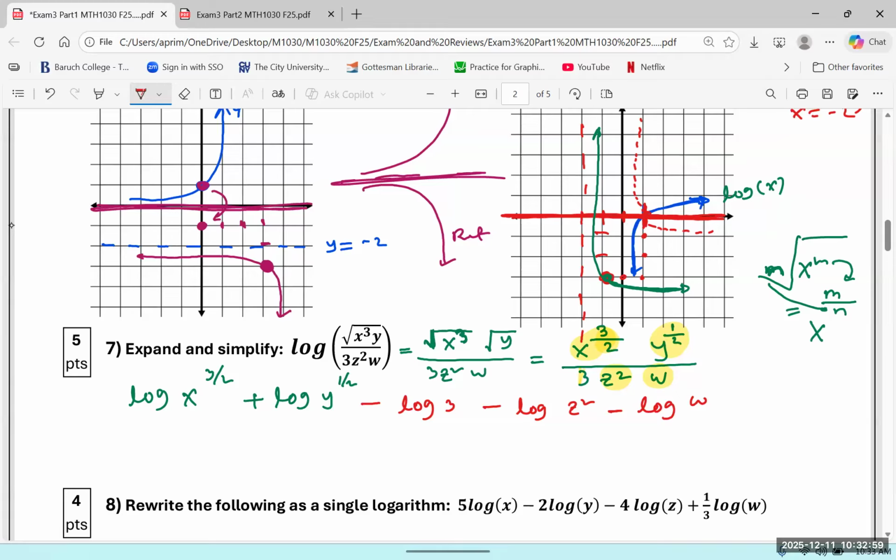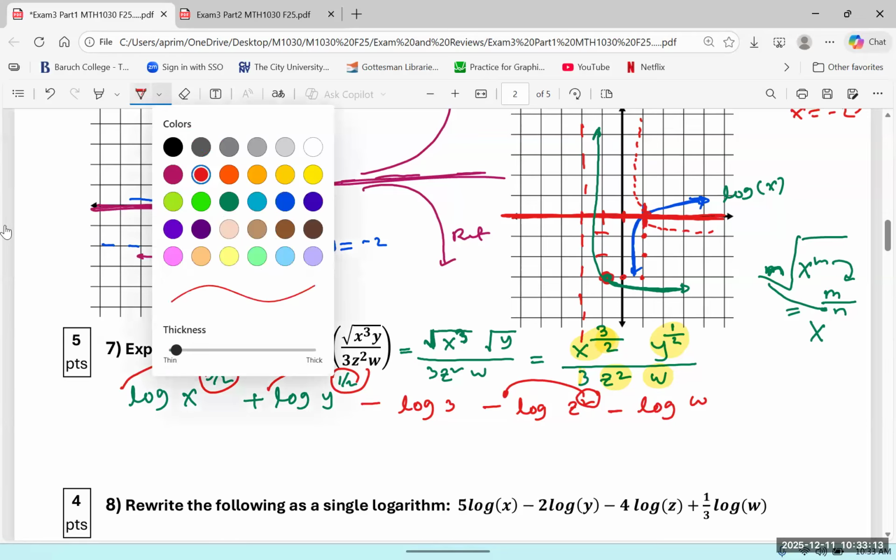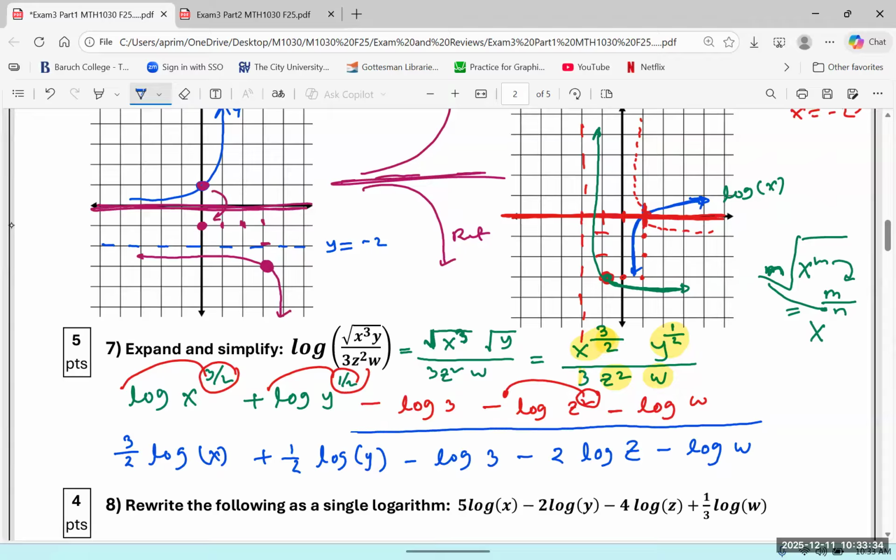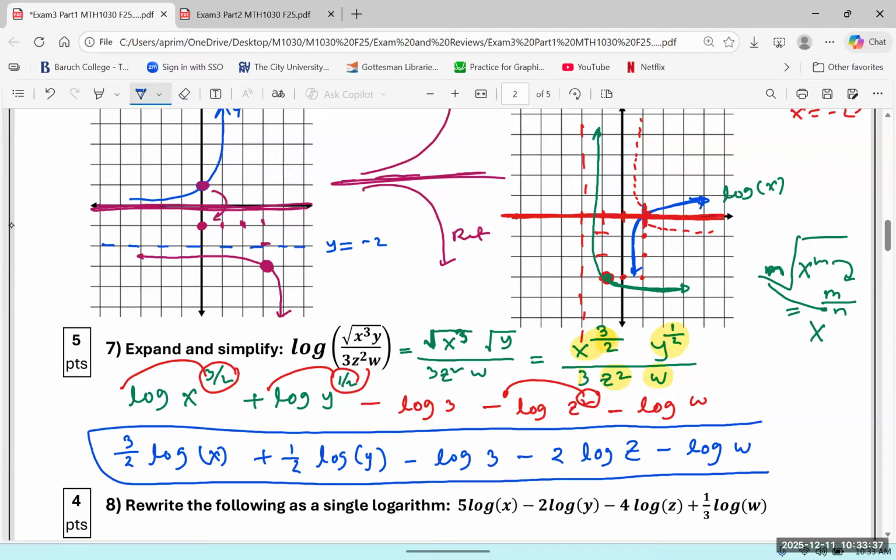Now the last thing we're going to do is that log doesn't like power. Log hates power. So every power you see, you have to bring it down as a coefficient in the front. So we get 3/2 log of x, 1/2 log of y. 3 doesn't have any power, so we keep it. Z has a power, so we bring it down. W doesn't have any power, so we keep it. So this is our final version of the expanded log.